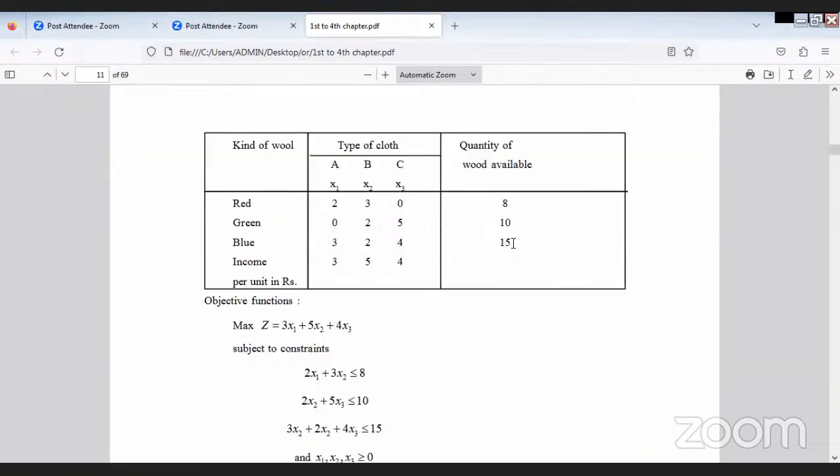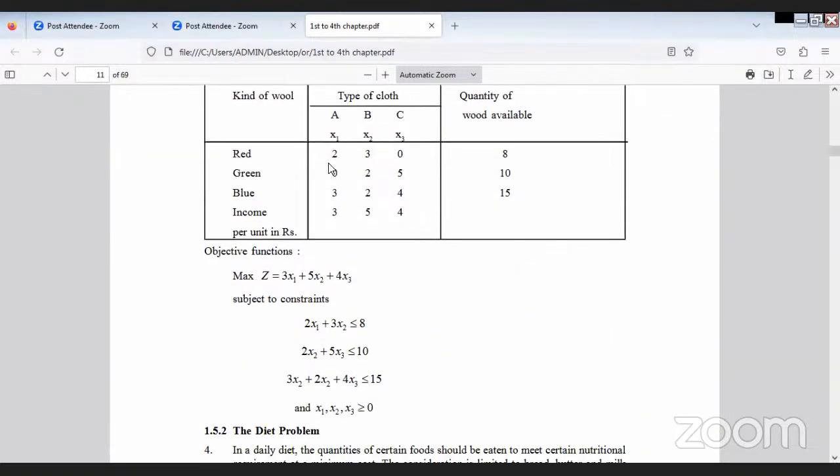So therefore Z is equal to 3x1 plus 5x2 plus 4x3, that is, he wrote the income as the final maximum. Subject to 2x1 plus 3x2 less than or equal to 8, 2x2 plus 5x3 less than or equal to 10, 3x1 plus 2x2 plus 4x3 less than or equal to 15. This is 3x1, this is 1, here we gave 1, this is 1.